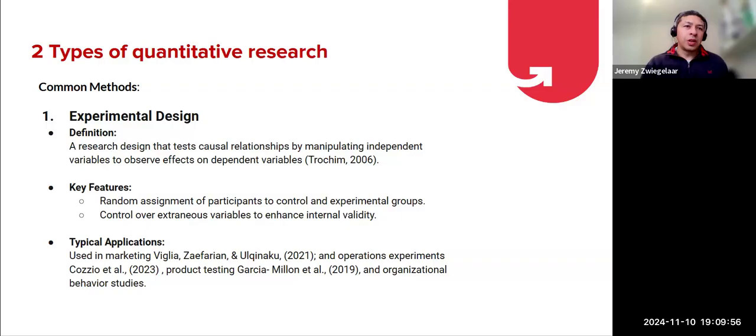So what is it, basically, in terms of the experimental design? It's a design that tests causal relationships by manipulating independent variables to observe effects on dependent variables. So we might look at this in terms of shopping behaviors. So an experiment that looks at shopping behaviors might look at something like when we apply a sales element or we change the price of the products, what does it change in terms of the behavior of the respondents and which ones?